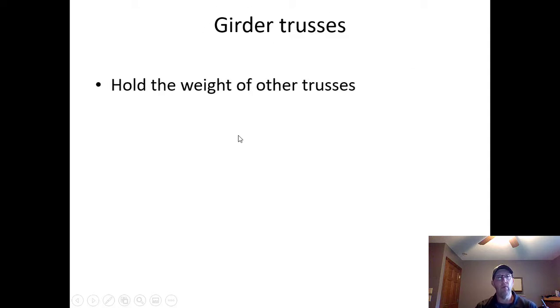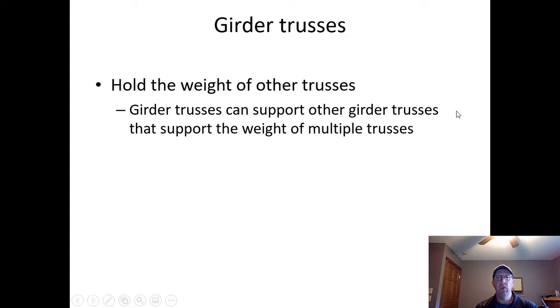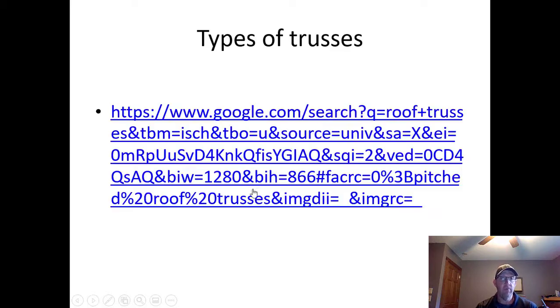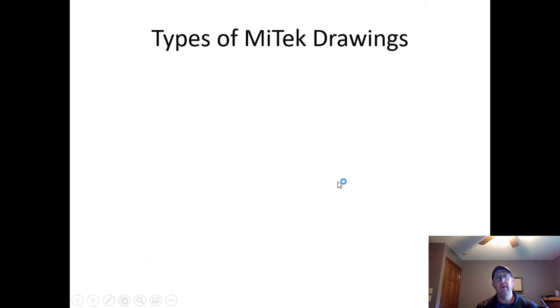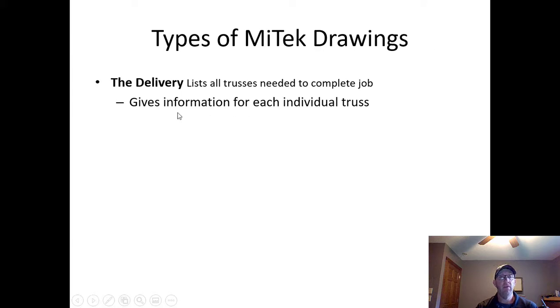Next is girder trusses. So you should just get to know what those girder trusses are and what the purpose of them is. So it's to hold the weight of other trusses. They can support other girder trusses that support the weight of multiple trusses. The next slide, I have some YouTube pictures of some different types of trusses. All right, and then this drawing here is going to be types of MiTek drawings.